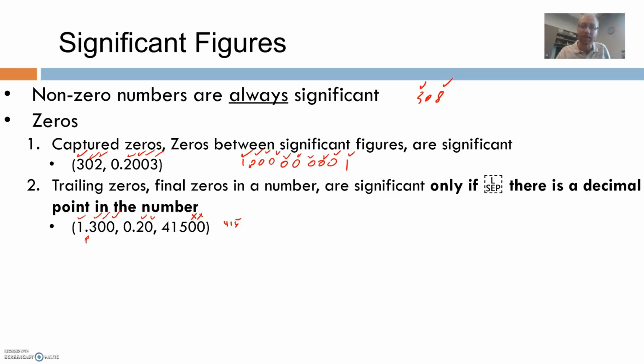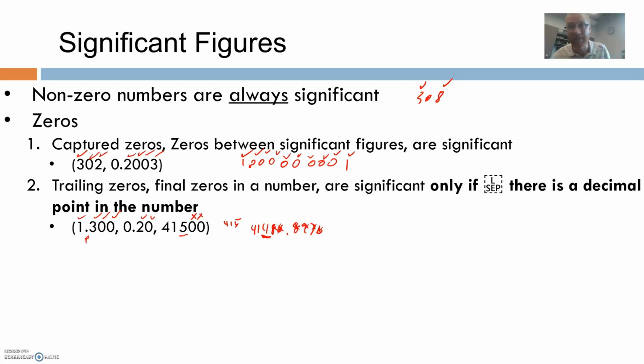But what this is saying is that these two numbers right here aren't necessarily zeros. They're not improving the accuracy. The last number that you know is that one. So this number right here, this 41,500, could be 41,486.8976. But you only know it to this place. You don't know what these numbers are.